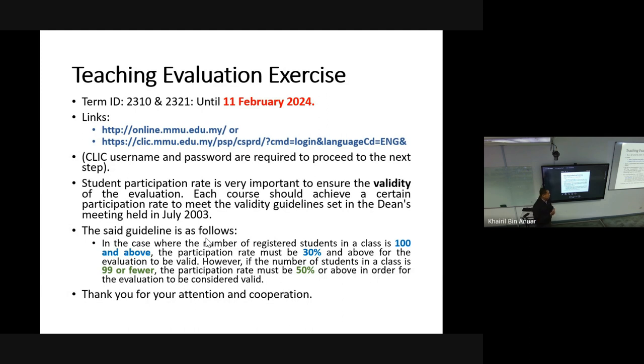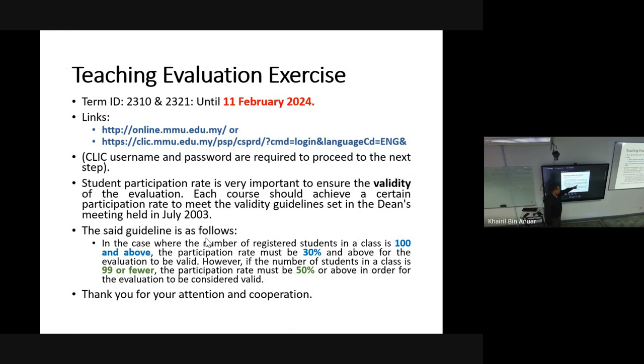A continuous feedback would be a very good flow for our organization. So we really need your feedback so that we can do this continuous evaluation and continuous improvement. As you may already know, this process will run until 11 February 2024, where you can either log in directly through online MMU.edu, or you can also go to click.